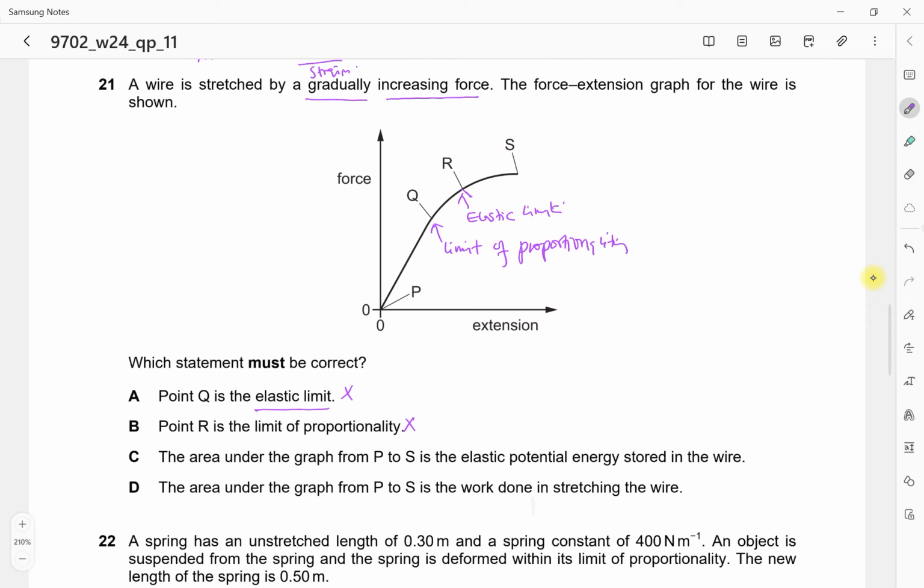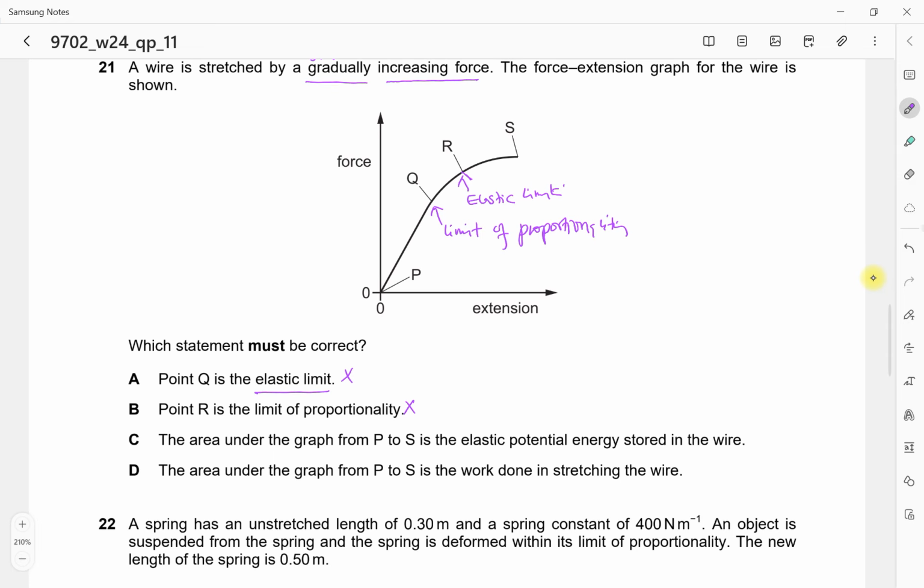The area under the graph from P to S is the elastic potential energy in the wire. The elastic potential energy is the energy which can be returned, and this is only for the straight line part, the part where Hooke's law is obeyed.